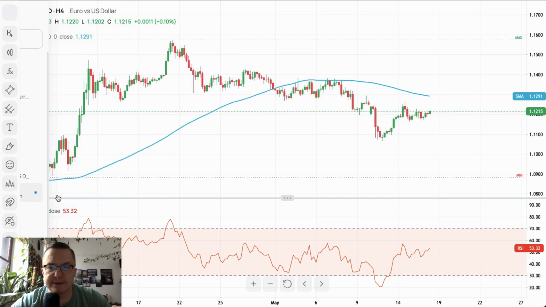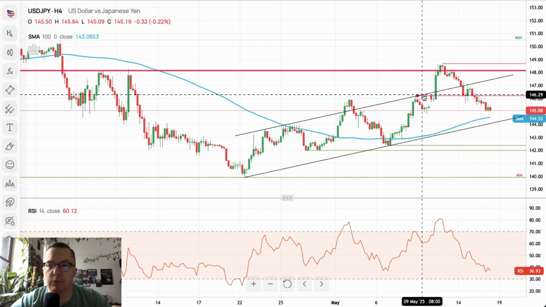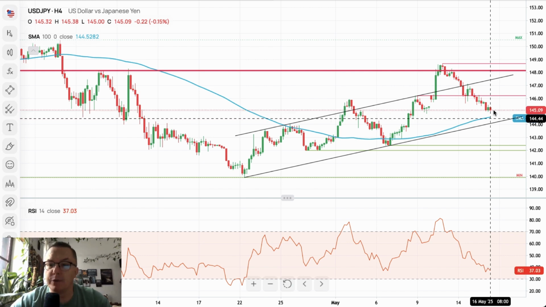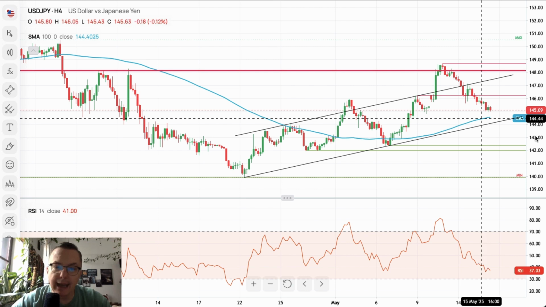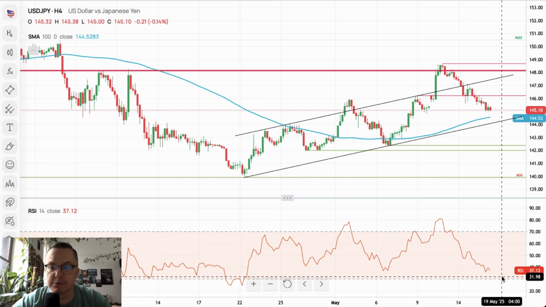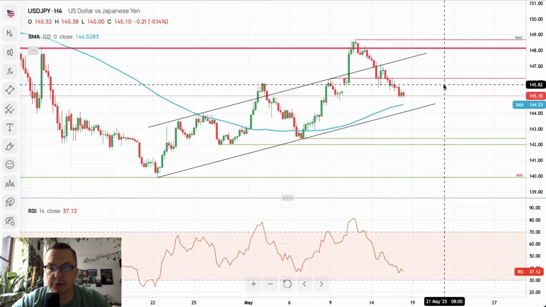US dollar versus the Japanese yen is going down after the poor Japanese data. We broke below the 146.20 technical resistance. Now the technical support will be acting as the technical resistance. We are approaching the 100 periods moving average, 144.53, and the lower channel line as well. With momentum decreasing rapidly right now, 37 points, bears are in charge of the market, so the recent developments are definitely in favor of the bears.